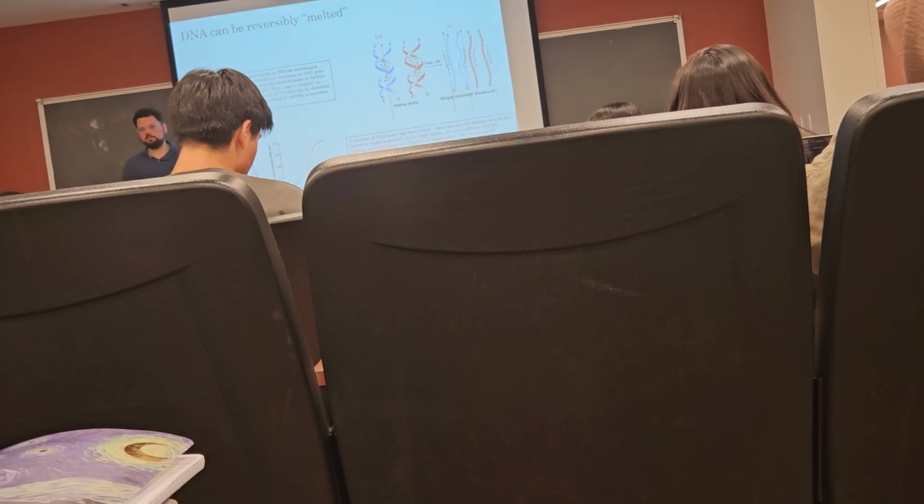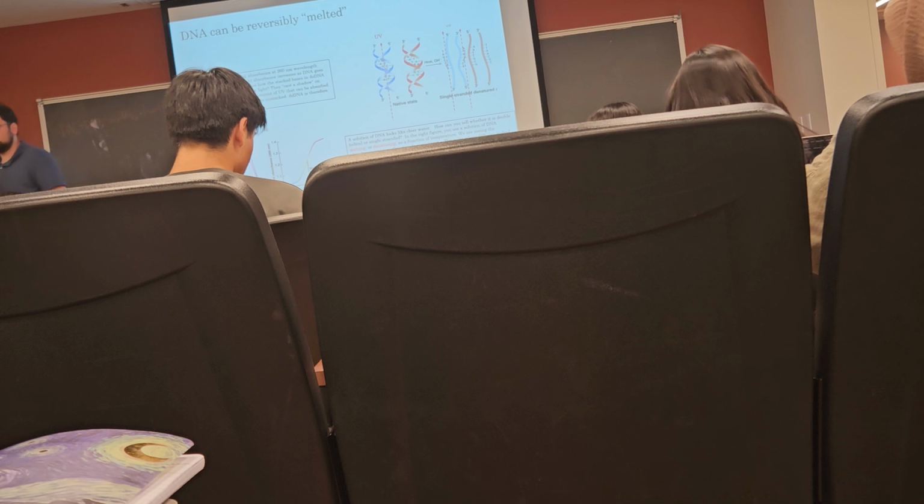The temperature at which we have a mixture of 50% single-stranded and 50% double-stranded DNA is called the melting temperature, or the Tm, right? So above the Tm, we can consider the DNA to be mostly melted or mostly denatured. And below the Tm, we can consider the DNA to be mostly annealed, right? And how do we measure how much of the DNA is double-stranded or single-stranded? We'll use ultraviolet spectroscopy, or UV spectroscopy, okay?